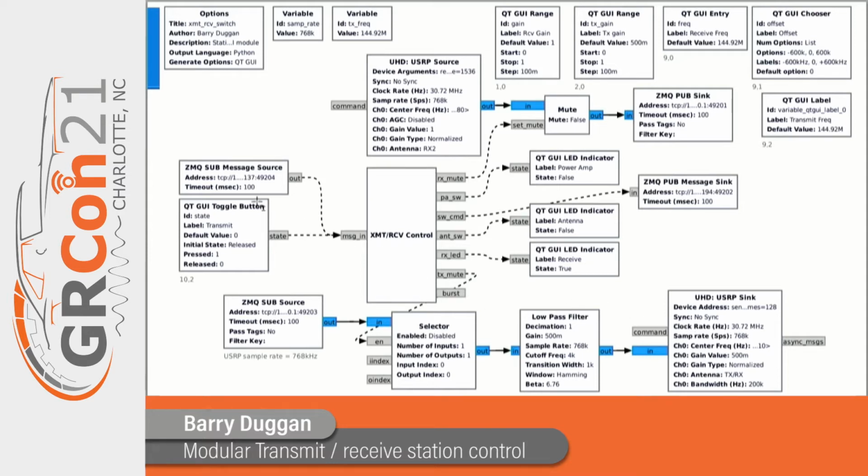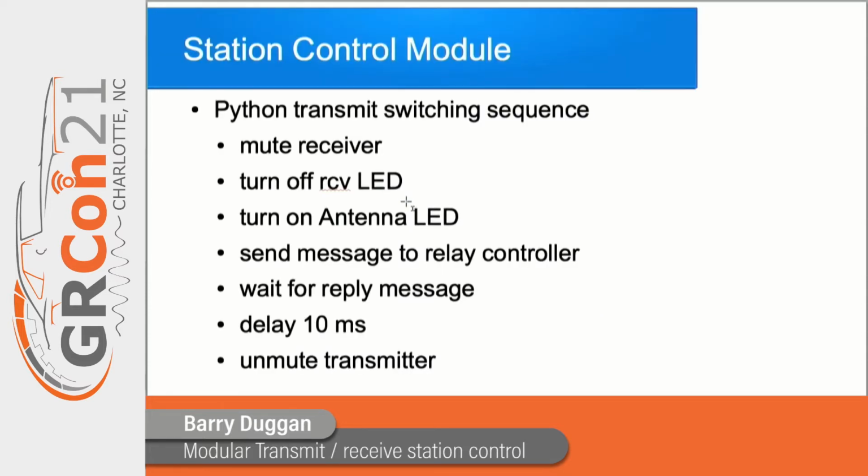Now let's look at the switching sequence for this. The Python transmit switching sequence is to mute the receiver, turn off the receive LED, turn on the antenna LED, and then send a message to the relay controller to ask it to do the switching. Wait for the reply message, delay another 10 milliseconds, and then unmute the transmitter.